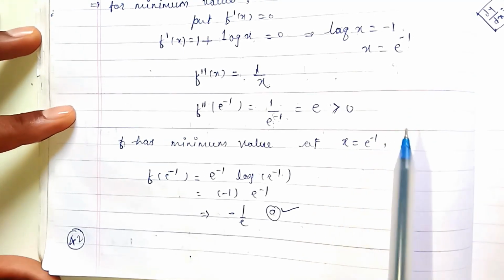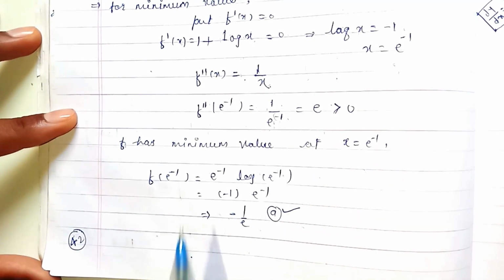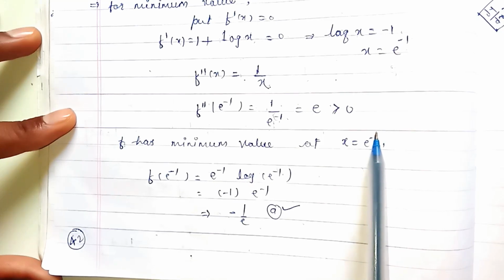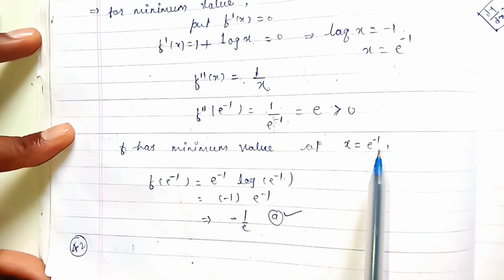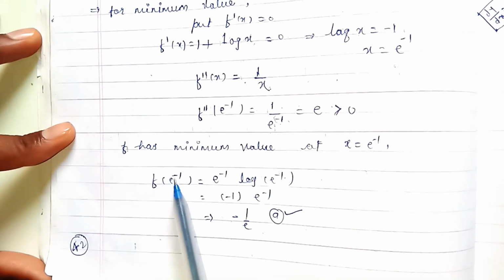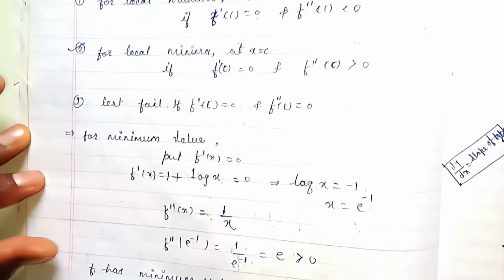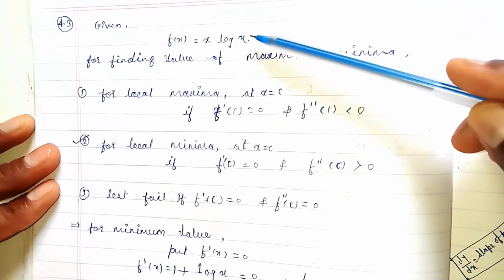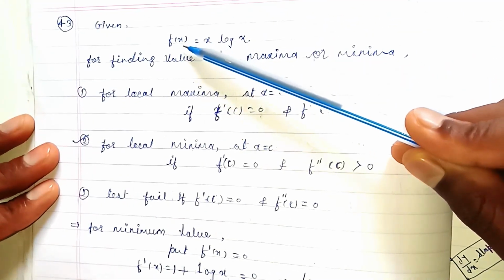Now we want the value of f of x, x log x, at the minimum stage, at the minima, at the point x is equal to e to the power minus 1. Now what we do, we substitute the value x equal to e to the power minus 1 in our f of x. So f of x is equal to x into log x. So put e to the power minus 1 instead of x.